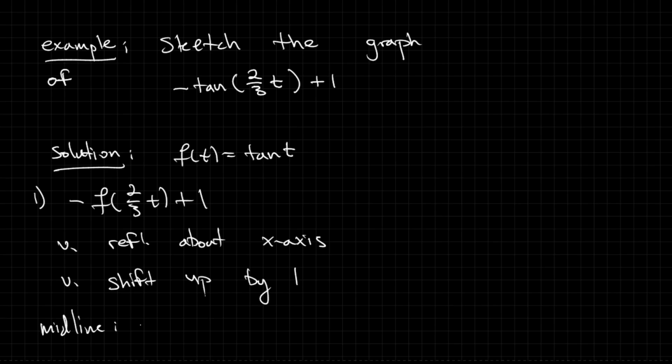So when I go to compute my midline, that's going to be my old midline, which has a y value of 0. We multiply by -1 to reflect about the x-axis, and then we shift up by 1 to get a new midline of y equals 1. So y equals 1 is going to be our new midline. Let's compute our upper and lower lines.